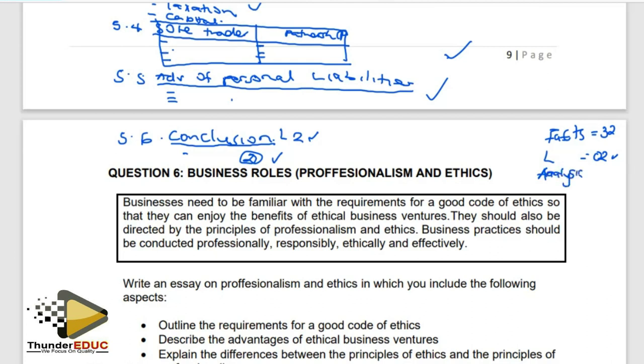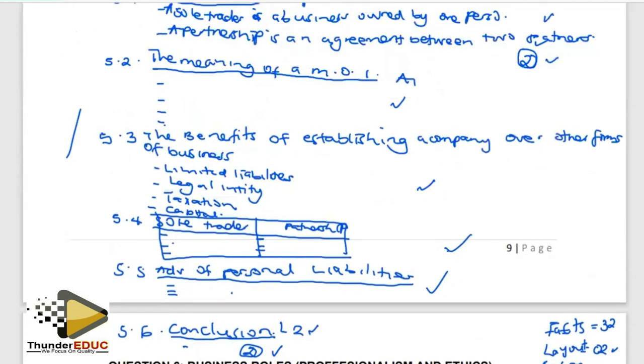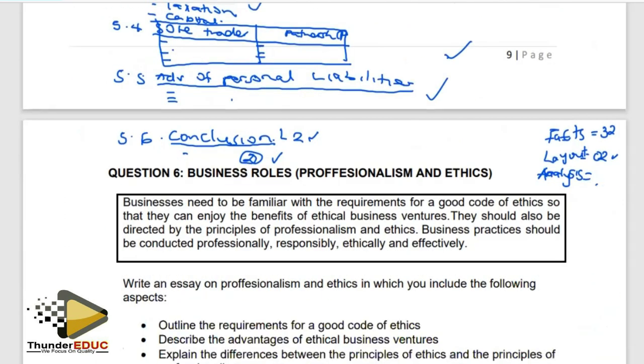Analysis is how we have broken down a question into a simpler way so that we can understand the question. For example, when we said differences between sole trader and partnership, we are analyzing. When you said the benefits of establishing the company over other forms, we are analyzing the question of explaining the benefits like that. So analysis gives us 2 marks, which were awarded for the first question that was analyzed up to the second one.